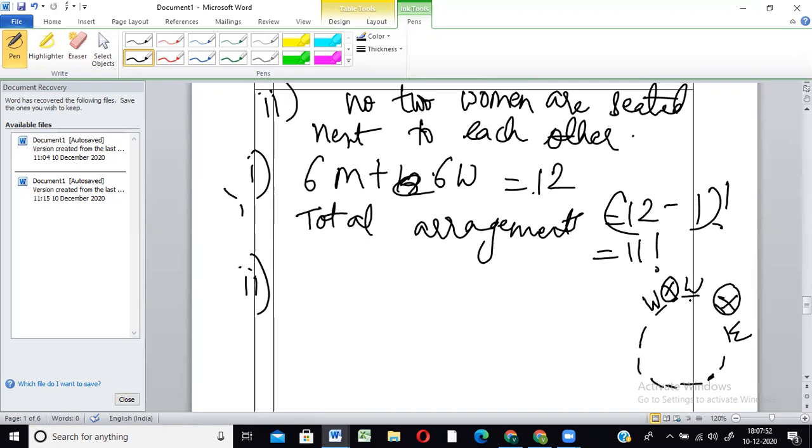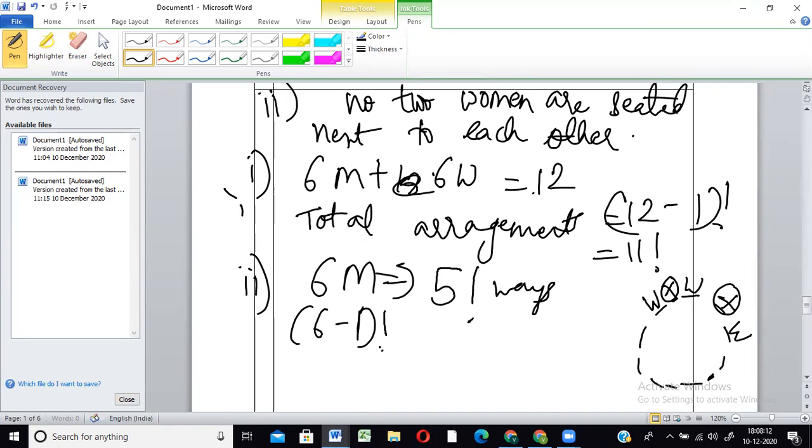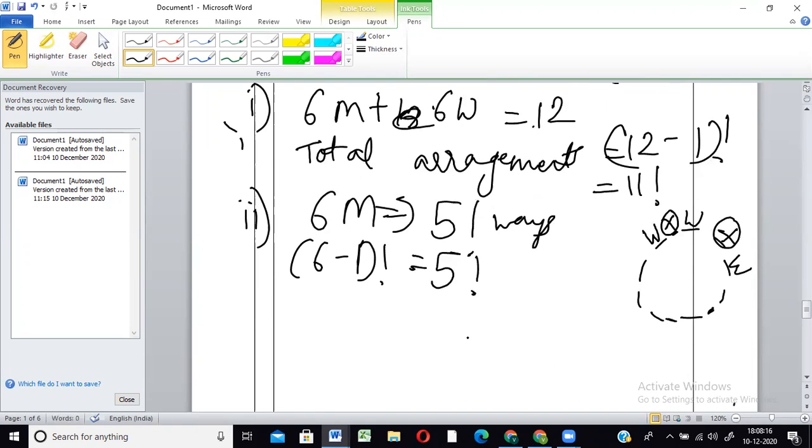So we will first try to place the men because there is no restriction on the arrangement of men given to us in the question. How many total men do we have in this question? 6 men, right? And the 6 men are to be arranged at a circular table. This can be done in 5 factorial ways, that is nothing but 6 minus 1 factorial, which is equal to 5 factorial ways. Okay, so the end result is 120, but we'll come to that.